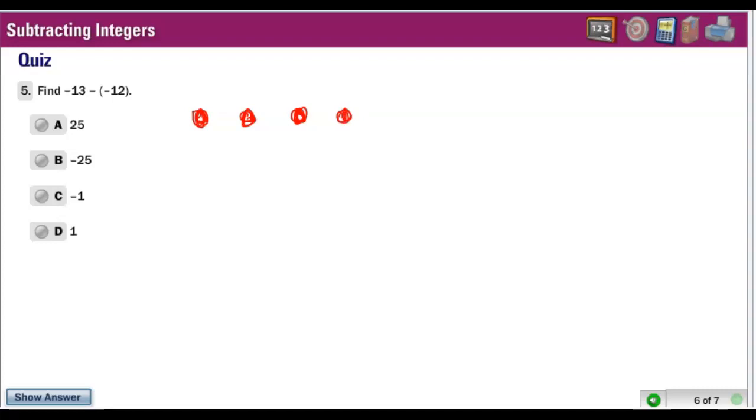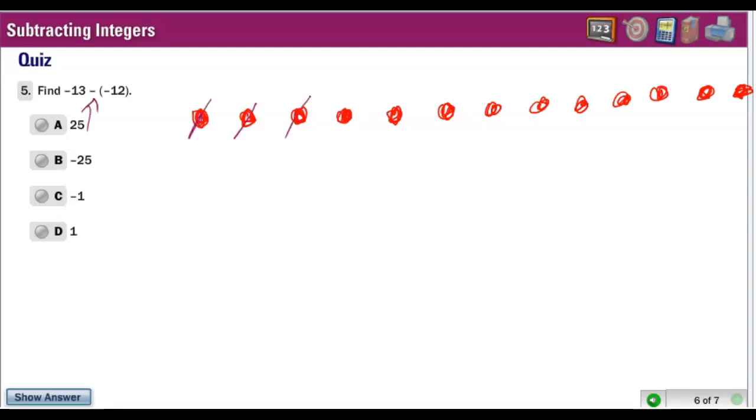1, 2, 3, 4, 5, 6, 7, 8, 9, 10, 11, 12, 13. So those are 13 red chips. So we call that minus, could also be takeaway. So we're going to take away 12 of those red chips because negative 12 represents a red chip. So this represents take away 12 of those.